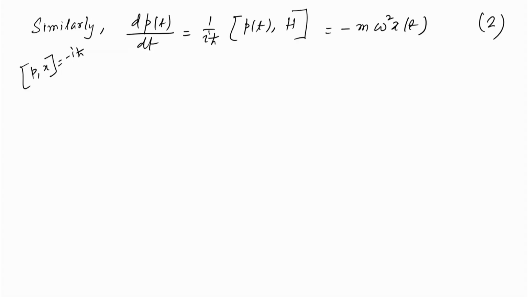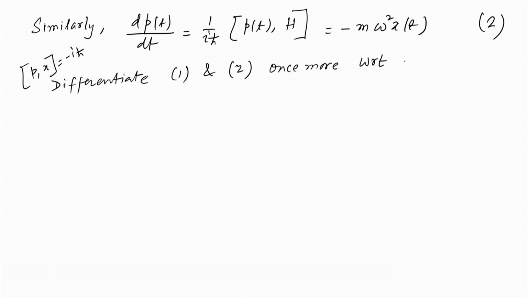Now, in order to do that, we differentiate both x and p with respect to t once more. So, differentiate equations 1 and 2 once more with respect to t. Then one gets a d2x/dt2.